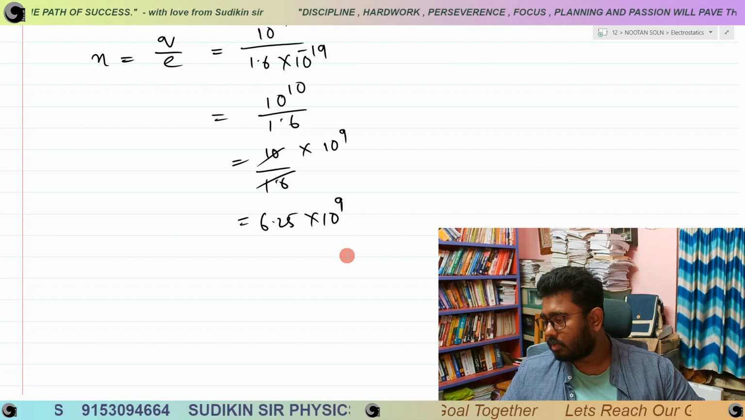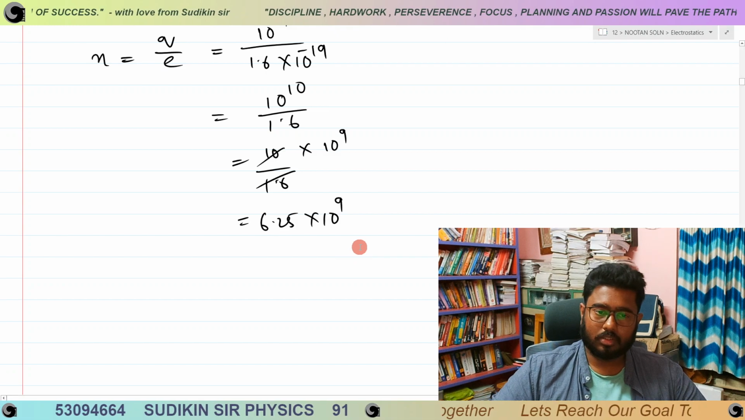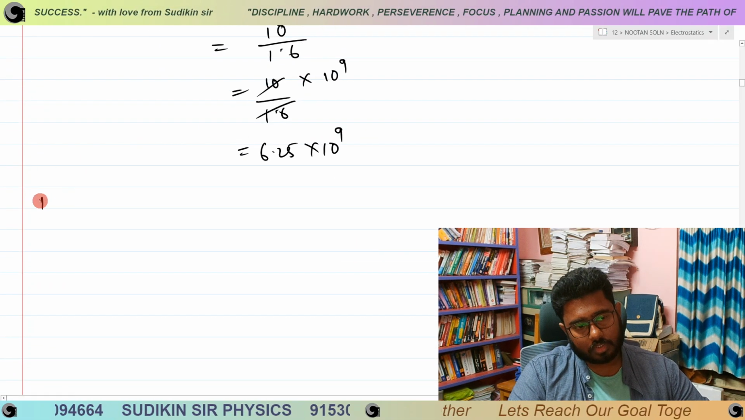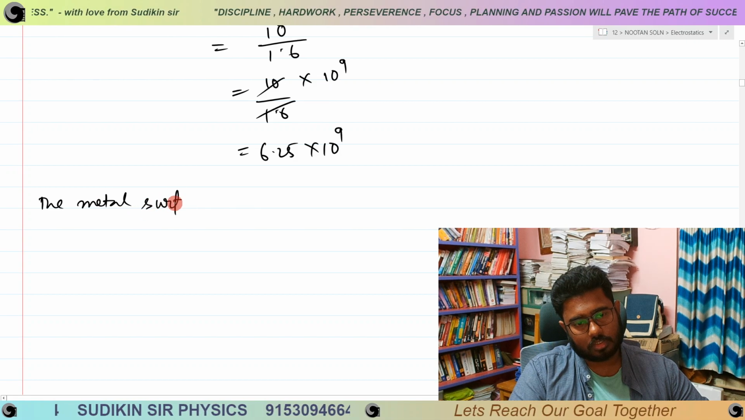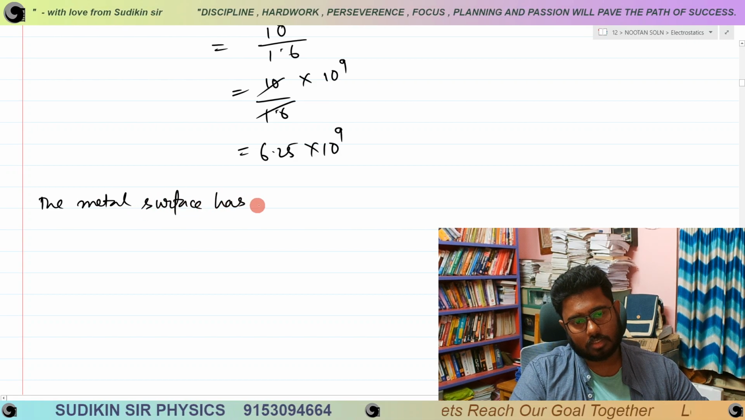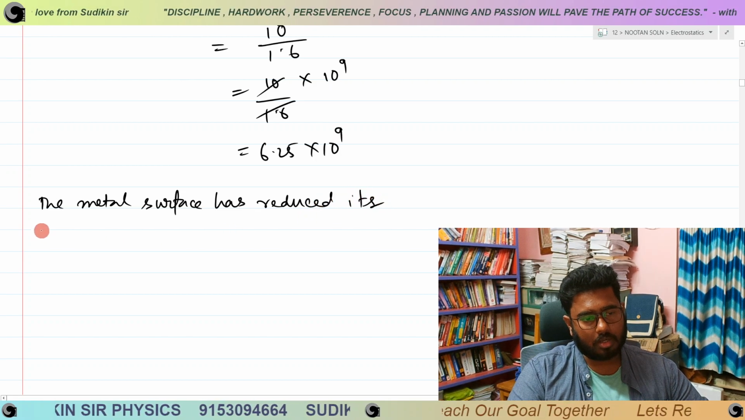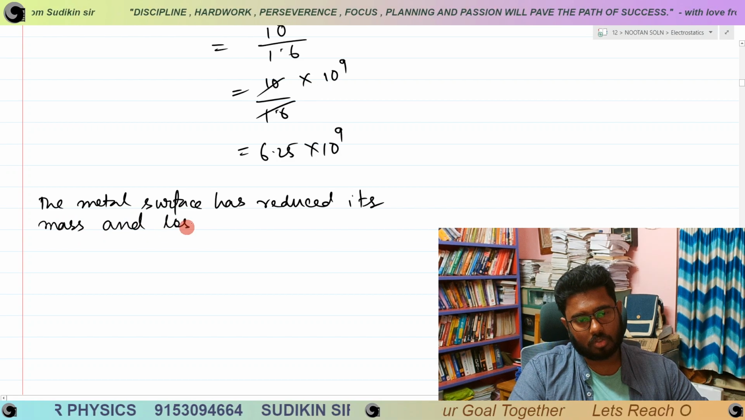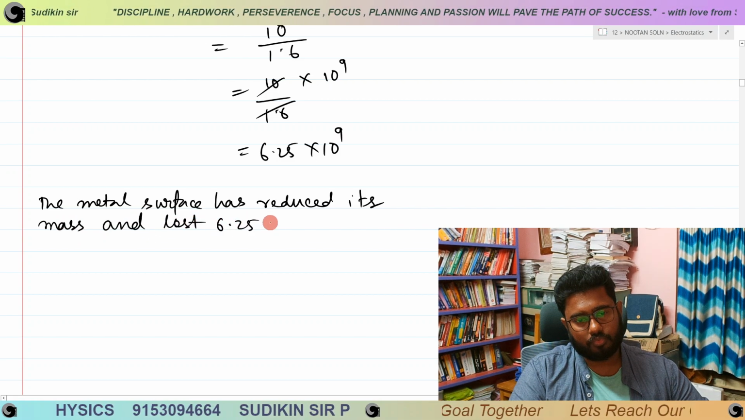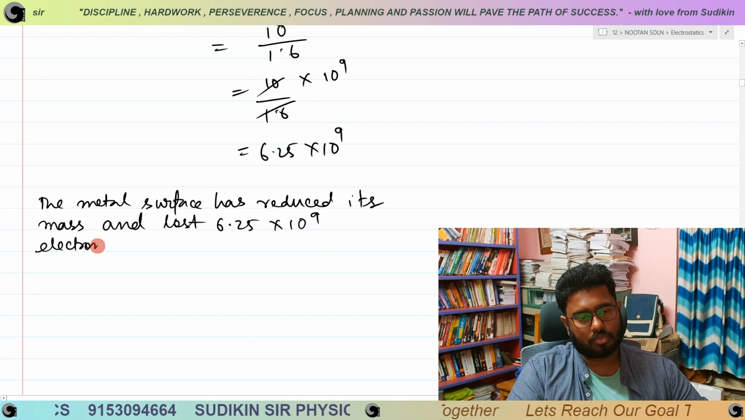Okay, now the next question is, what happened to the metal surface? So this is the answer. The metal surface has reduced its mass and lost 6.25 times 10 to the power 9 electrons.